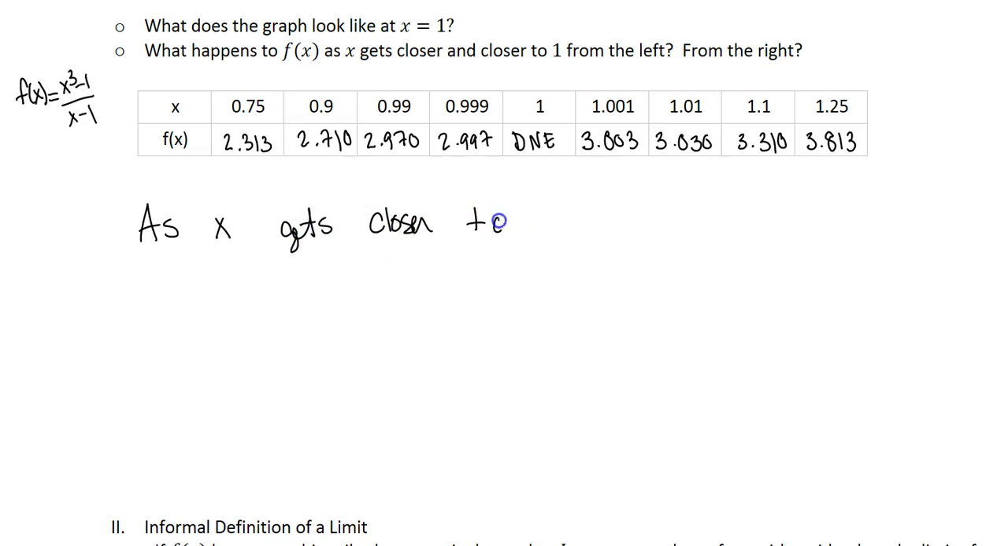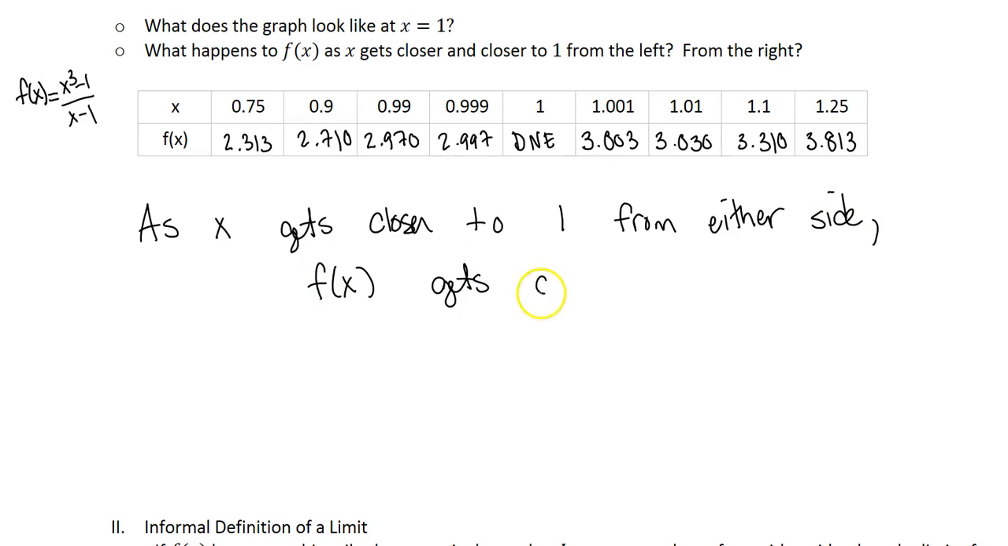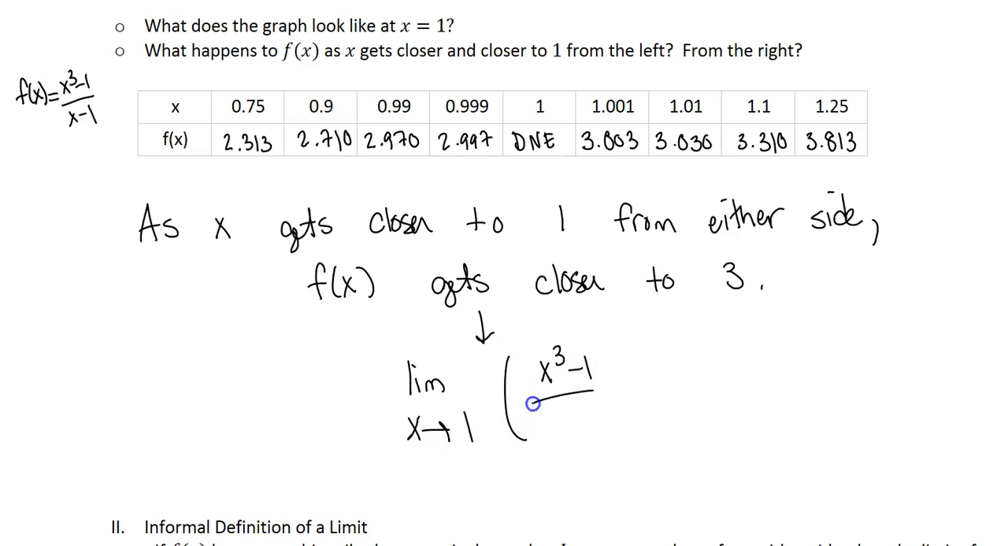So we say that as x gets closer to 1 from either side, f of x gets closer to 3. Another way to write this is that the limit as x approaches 1 of x cubed minus 1 divided by x minus 1 is equal to 3.